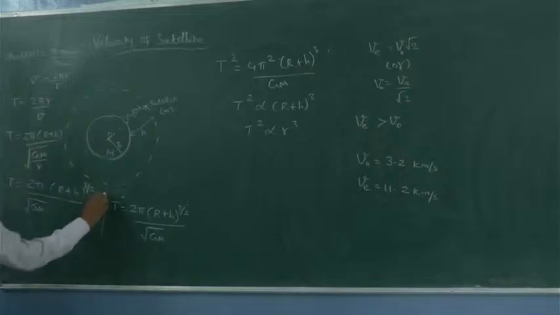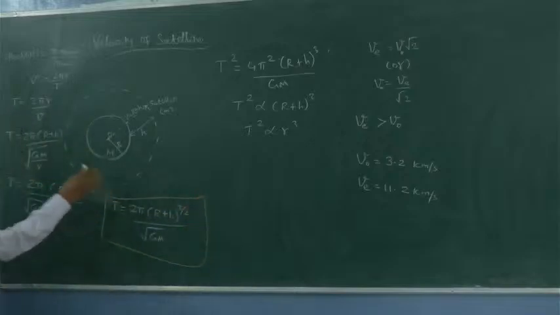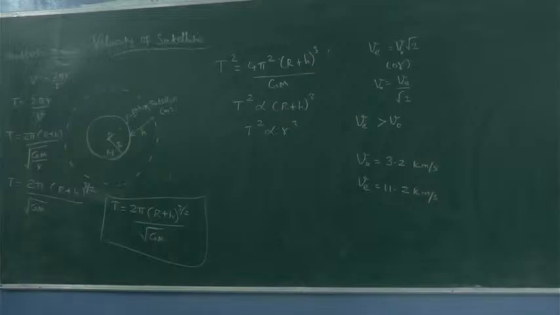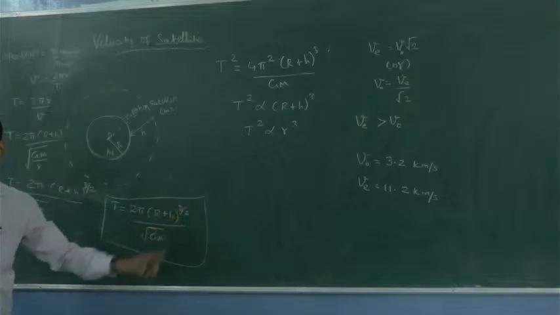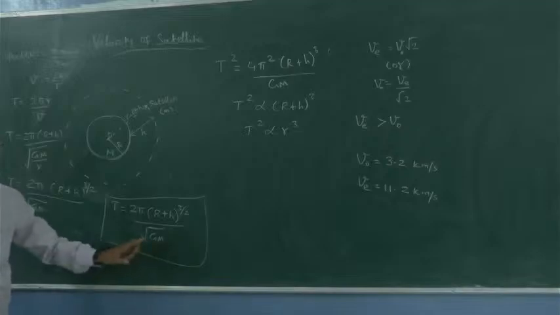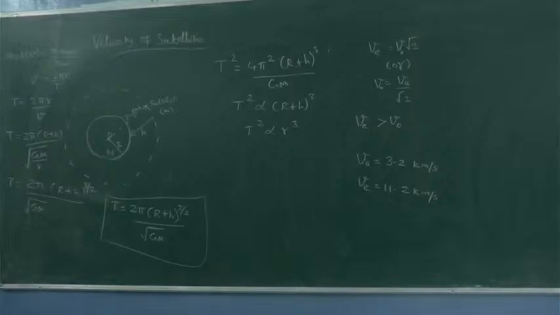Now come to this expression, the satellite time period formula. What is time period? Time taken to complete one revolution by a satellite. That can be calculated by the formula T equals 2 pi (R plus h) power 3 by 2 over root of GM. Tell me what is capital M? Mass of planet or mass of satellite? Mass of planet, not mass of satellite.